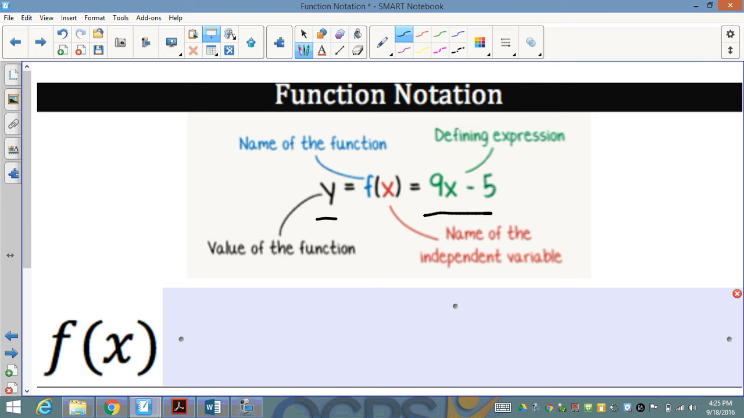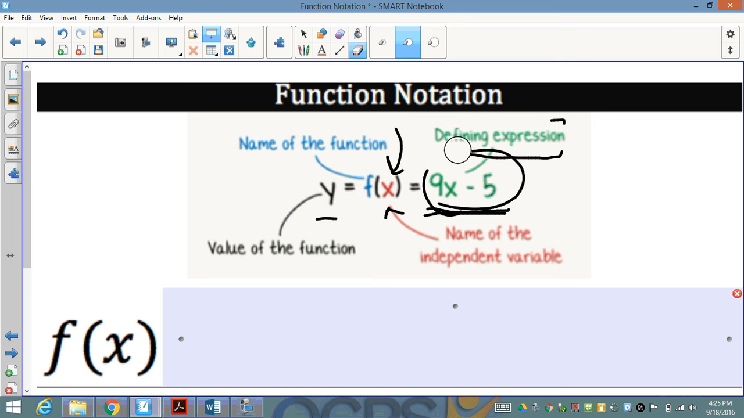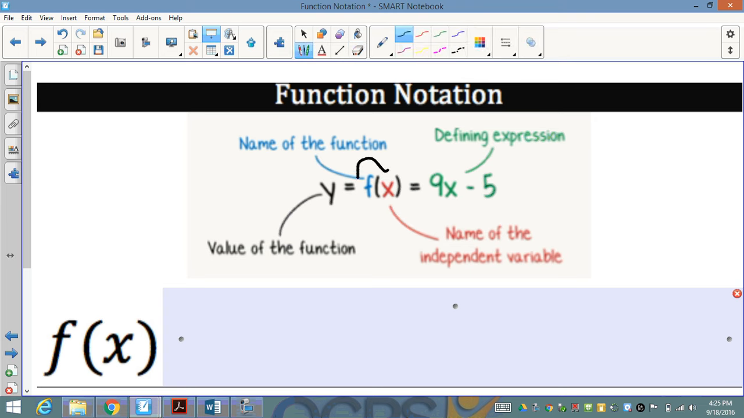Normally we write y equals. So for this one we would normally write y equals 9x minus 5. We are going to replace the y with the name of our function, which is f of x in this case. The 9x minus 5 is our defining expression, so it's the expression that determines what the y value is, and the x is our independent variable. So this is a function of x. In other words, it is an expression that has x as the variable, and this notation tells me that.